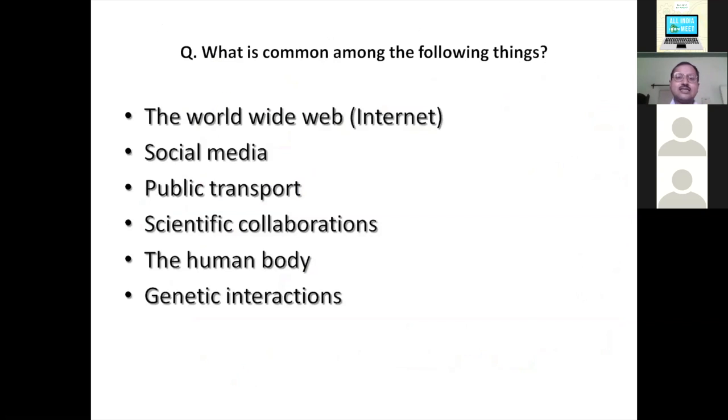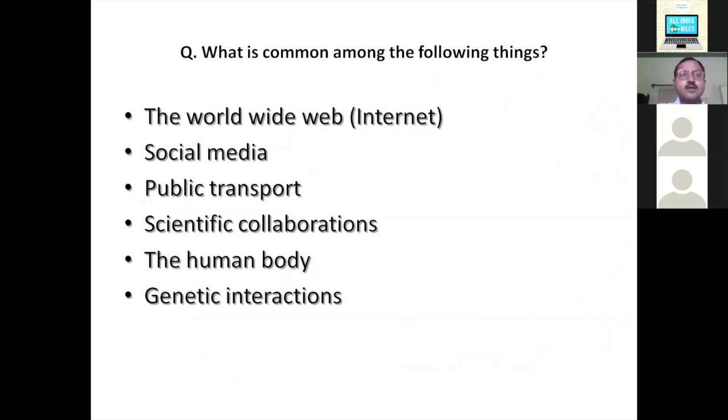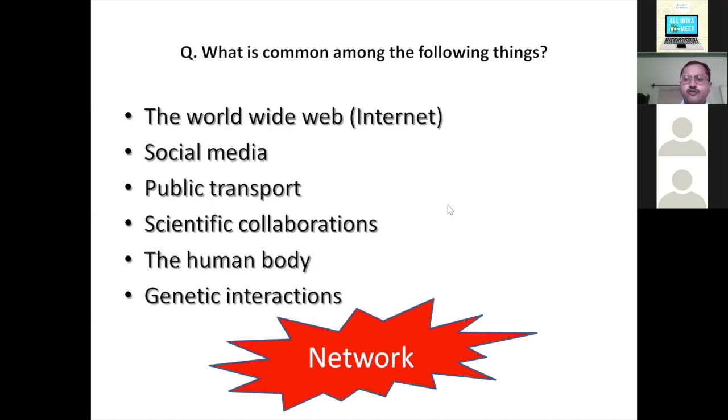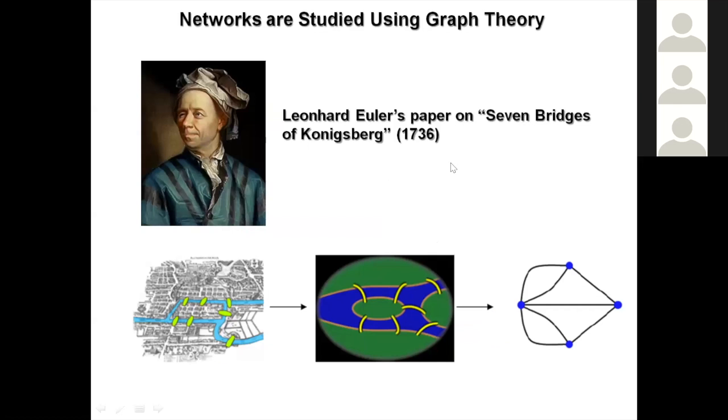I'll start off by asking this: what is common among the following things? The World Wide Web, the internet on which we are talking, social media, public transport, scientific collaborations, the human body, genetic interaction. Things of various different types, from science, from society, from social media. The common thing which connects all of them is that they all function as networks. They are composed of nodes, which can be individuals, bus stations, scientific labs, or organs of the body, which are connected to each other by some sort of relationship, which we call edges in the language of network biology. And networks have been of interest for a long time.